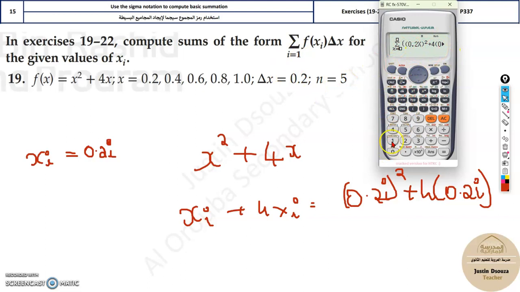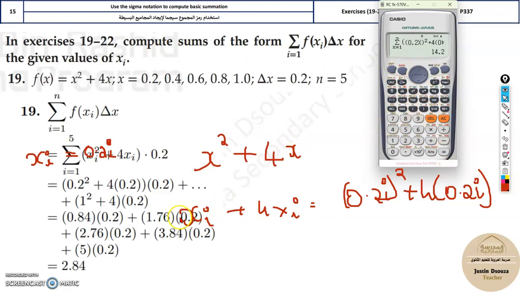Next, the initial value starts with 1. And how many values are there? 1, 2, 3, 4, 5, but they'll mention that also. So this is it. Put it in the calculator and you'll get the answer.